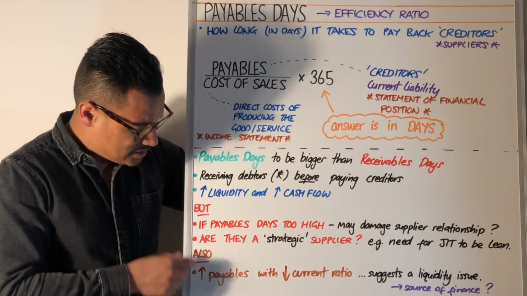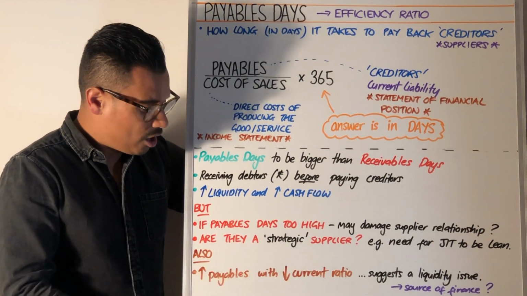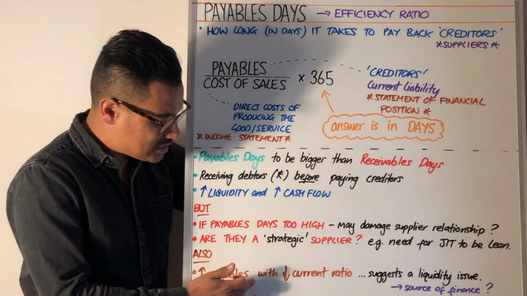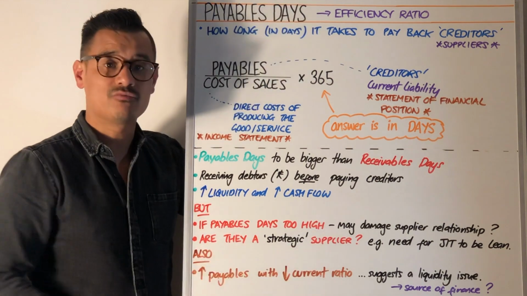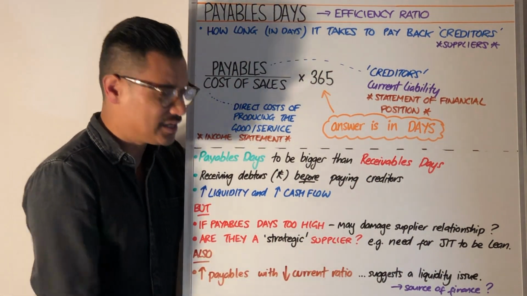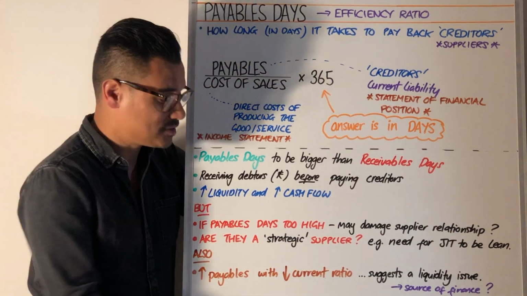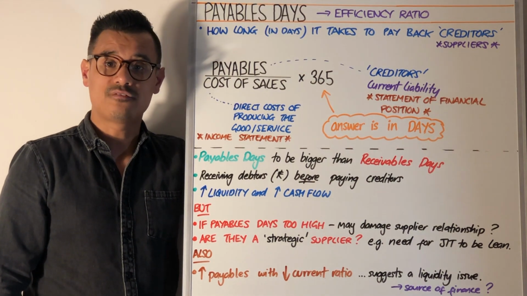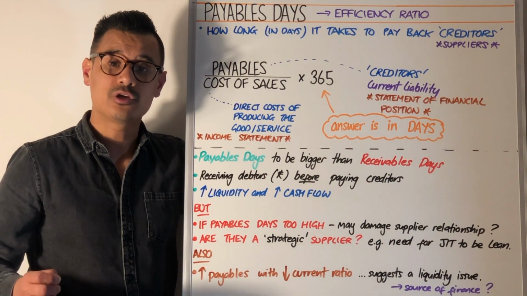Another thing to think about is if you notice that your payables days are particularly high or getting higher, perhaps they're trending higher, and in the same time period you're seeing your current ratio, so your liquidity, is worsening, well, that together suggests there's a liquidity issue, there's perhaps a problem in the business. Once you've established there's a problem, maybe you would suggest a source of finance that is applicable and appropriate to that business.